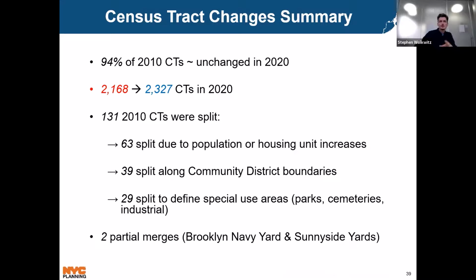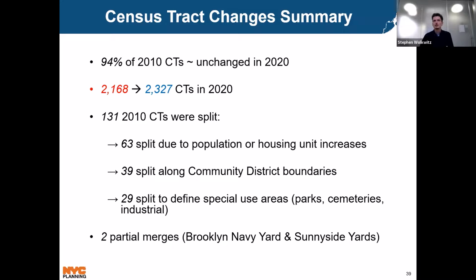So to summarize the census tract changes overall within New York City, 94% of the 2010 census tracts are actually unchanged in 2020. So it's only the 6% that have changed. The net effect of that is an increase from 2168 census tracts in 2010 to 2327 in 2020. Of the 131 2010 census tracts that were split, 63 were done due to population or housing unit increases, and the bulk of those were where I just showed you on that previous map, the previous slide.